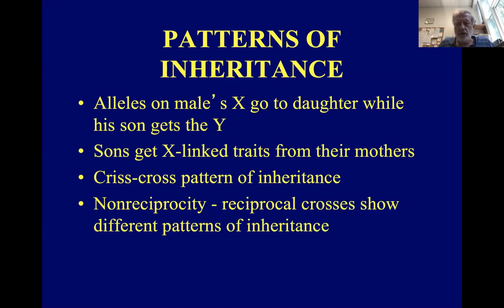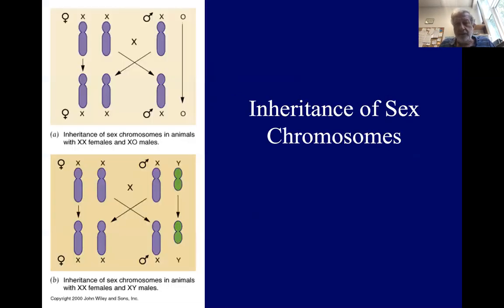Sex-linked genes also show non-reciprocity in crosses, and I'll tell you what that means momentarily. So this shows at the bottom panel how the sex chromosomes are inherited. The little green Y chromosome goes from father to son, and the X chromosomes go from father to daughter and mother to son.